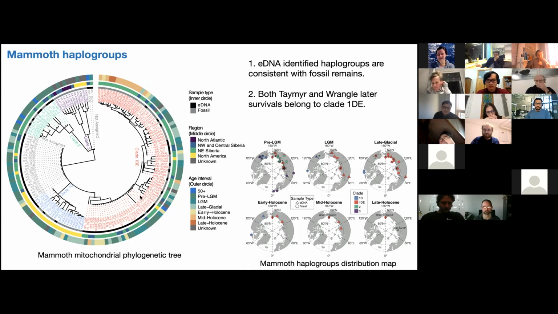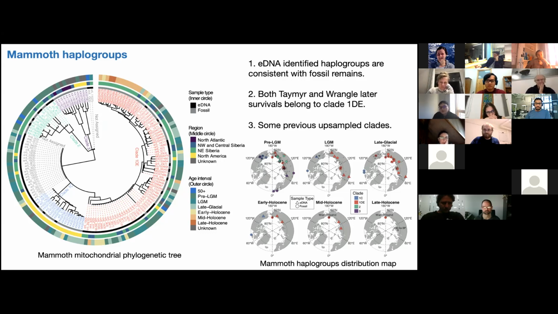However, if we zoom into the phylogenetic tree to look at the detailed patterns, none of these Taimyr samples are placed into this small Wrangel clade here on the top right. These two clues combined suggest that these two late survival populations have some sort of genetic relation to each other, but they do not belong to the same population.